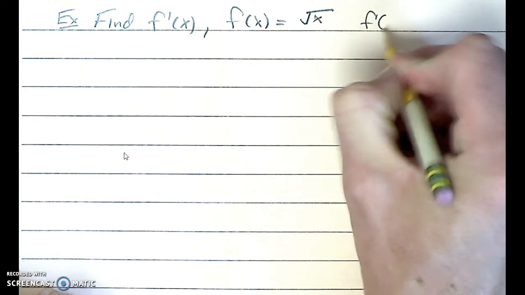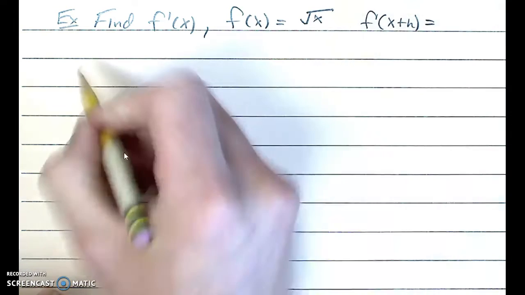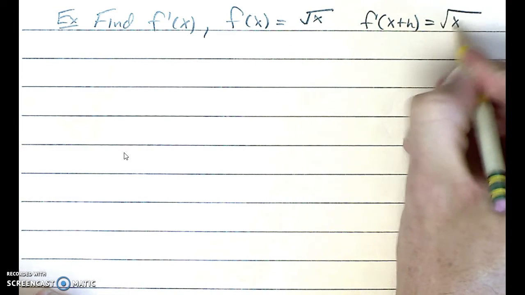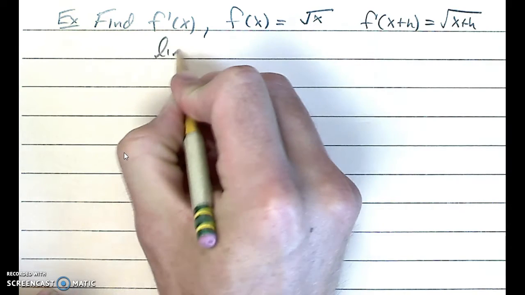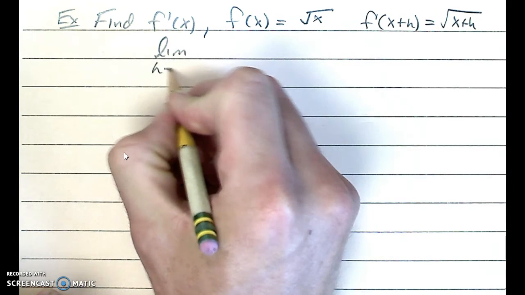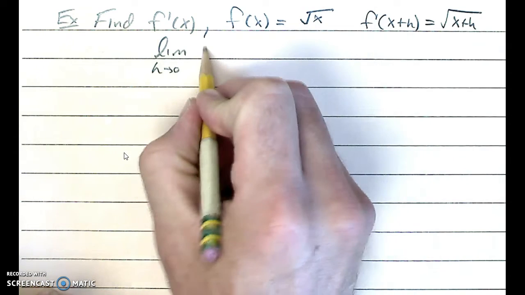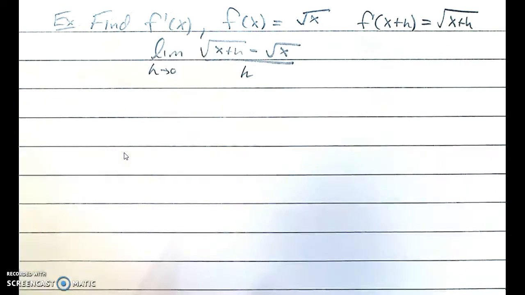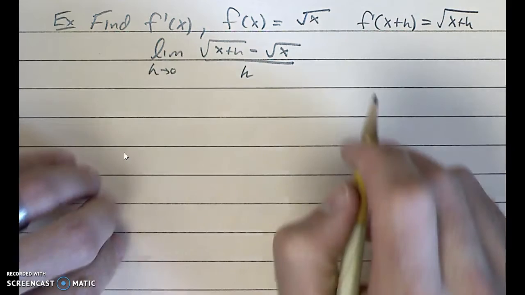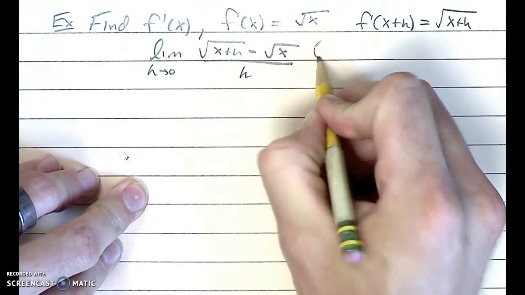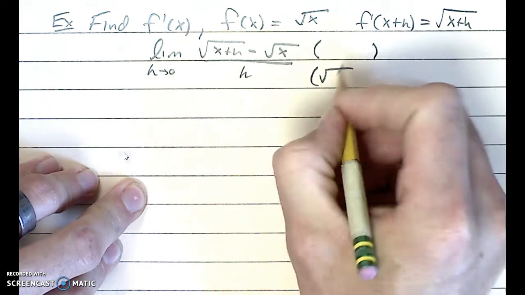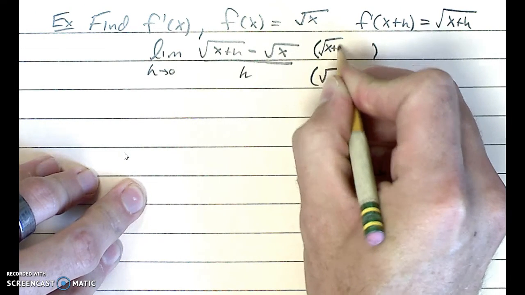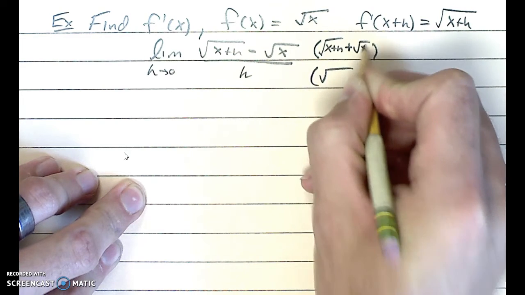What I need to do is use this limit. f of x plus h is going to be the square root of x plus h. And now I place it into my limit definition of the derivative, and I get this. Okay? This requires some sneaky algebra called rationalizing. And we rationalize something like this by using the conjugate of what we have here.